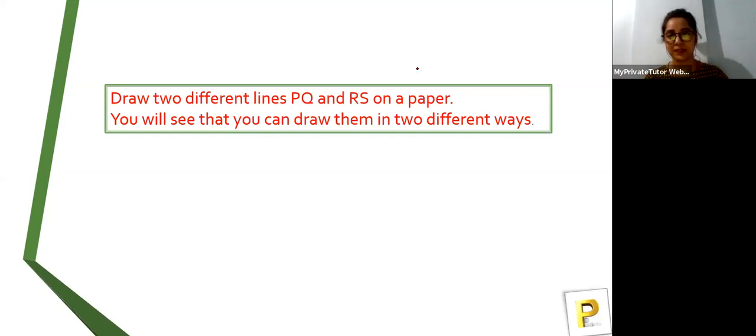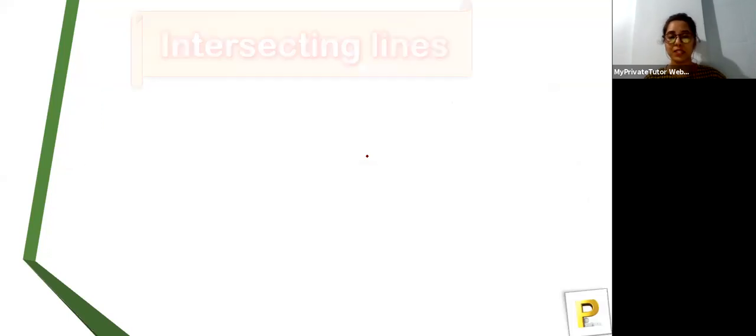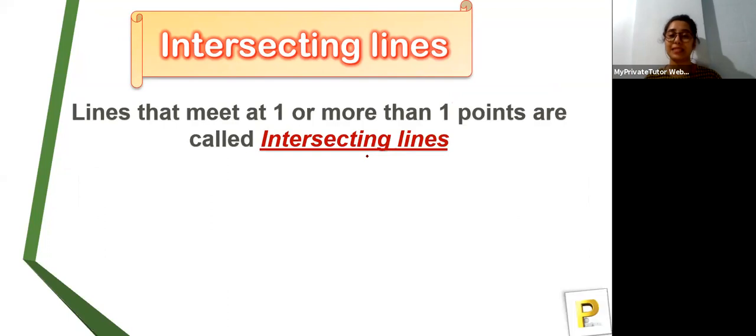Let's try this. Let's see how you can draw these two different lines. So, different ways of drawing two lines. First we have intersecting lines. If you have two lines, or any number of lines, you have two different ways to draw them. So let's see the first one, that is intersecting lines.